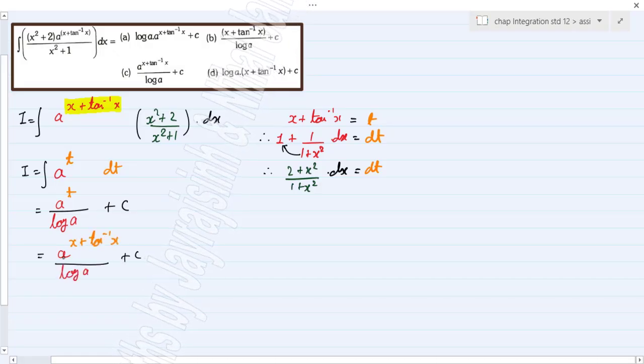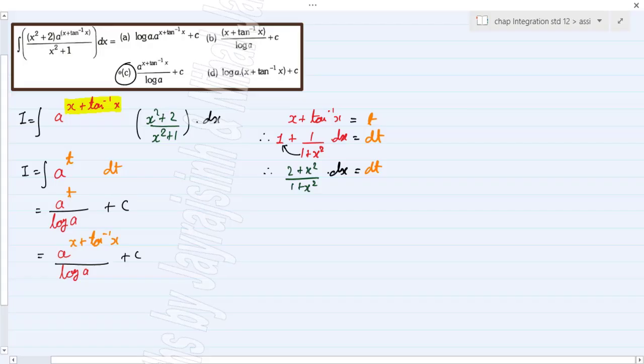So here we get a raised to x plus tan inverse x upon log a plus c as a final answer, which is given in option C. Ta-da!